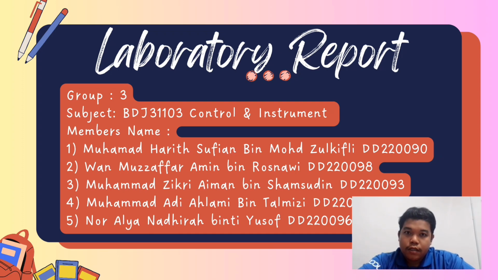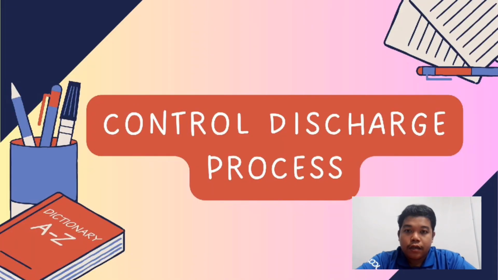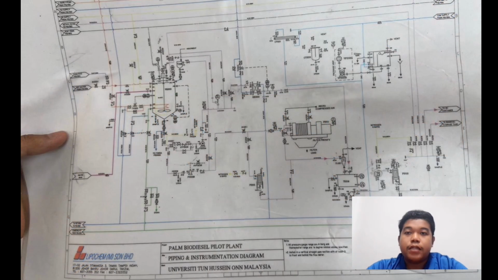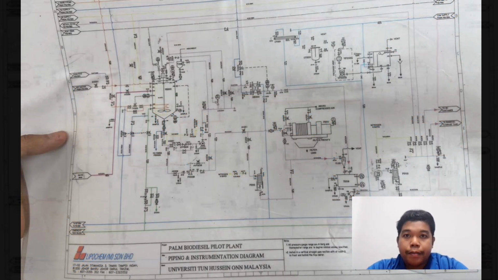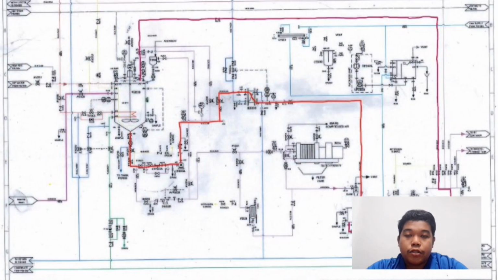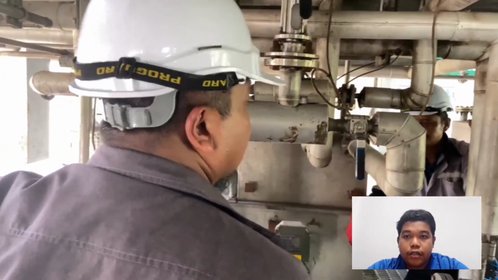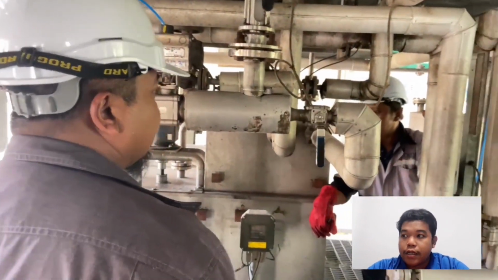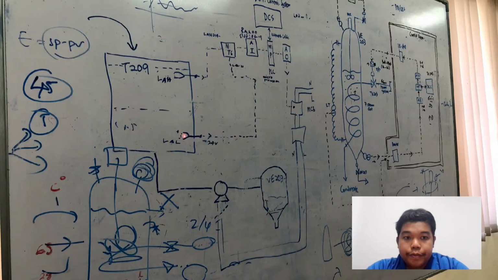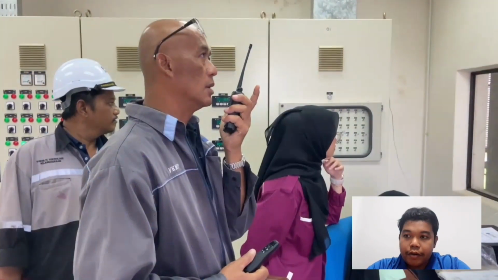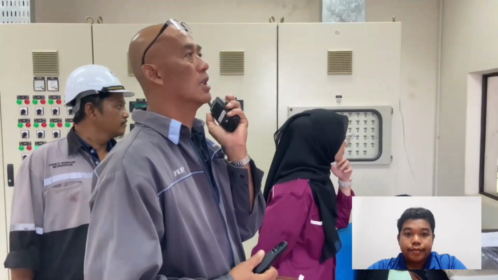So now I will start our presentation for lab control and instrument, and I will start with the control discharge process. Next, we go through the procedure. Before starting the experiment, we need to identify and study the PNID drawing, and then every student needs to follow the plant assistant to trace the mechanical and electrical circuit for the discharge process, whether in the plant or in the control room. After everyone is ready, we need to switch on the MCCB, PLC and DCS in the control room.